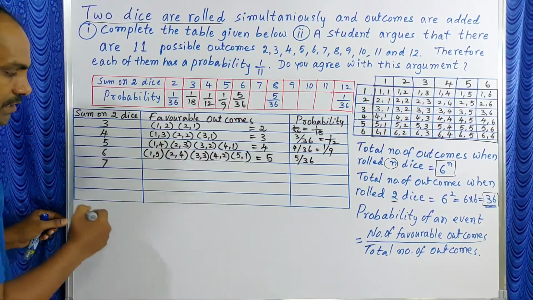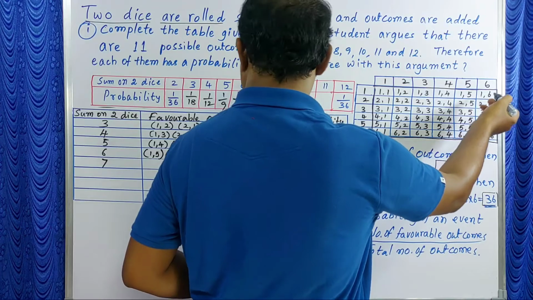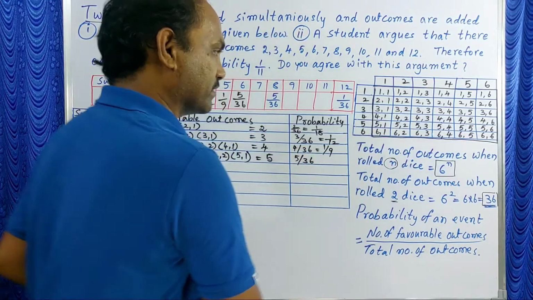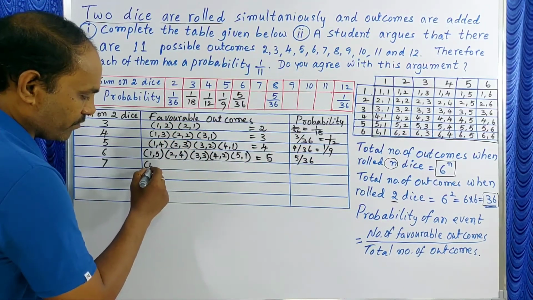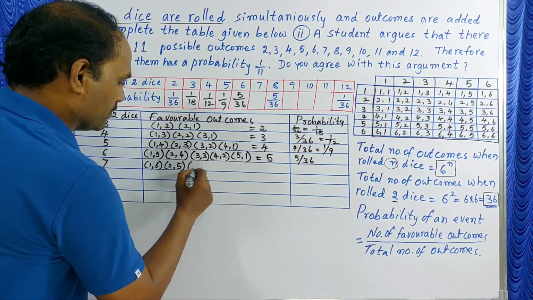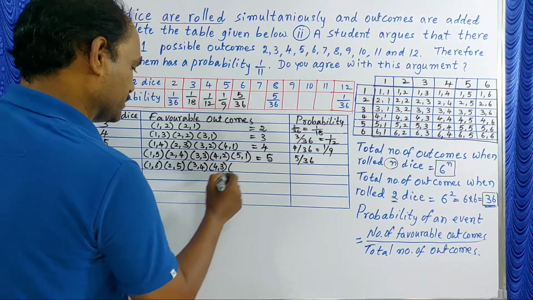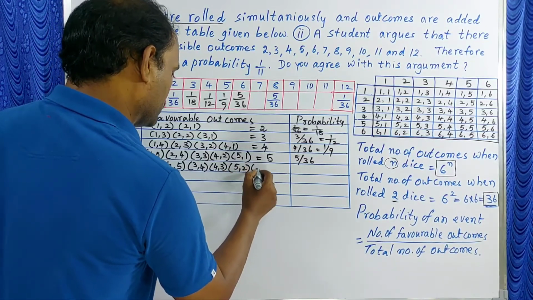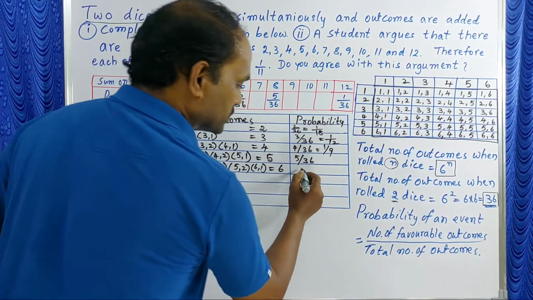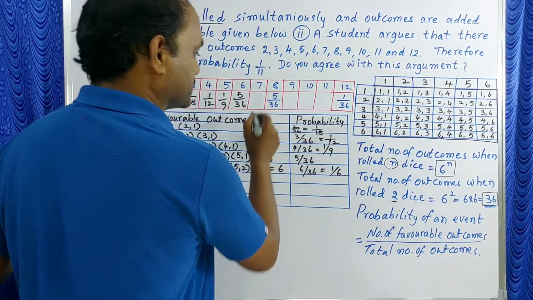Next, 7. Again 1 comma 6. So you should write like this. 1 comma 6, 2 5, 3 4, 4 3, 5 2, 6 1. Total 6 outcomes. 1 2 3 4 5 6. So 6 by 36. So 1 by 6.